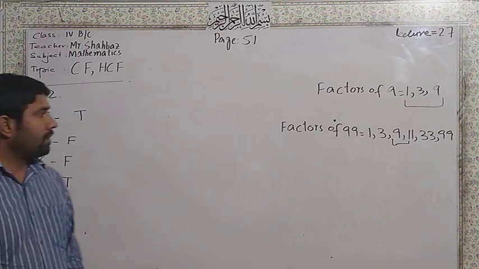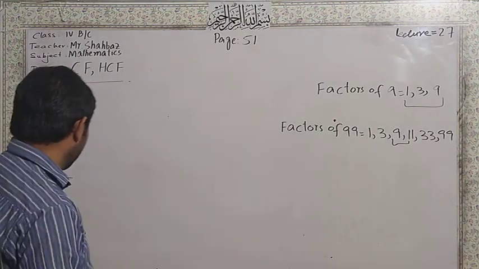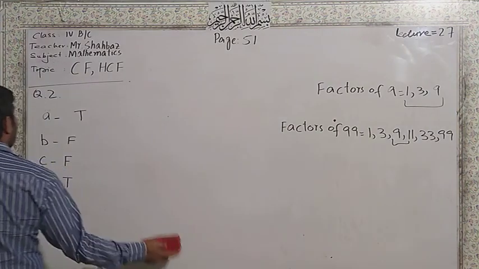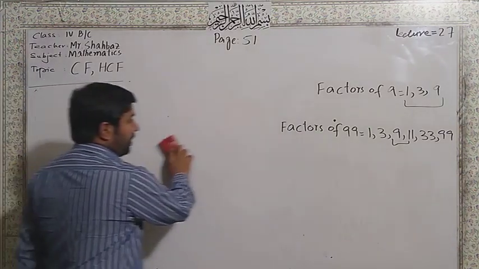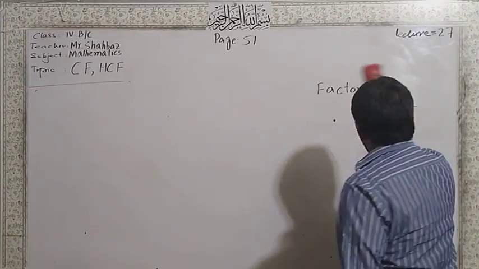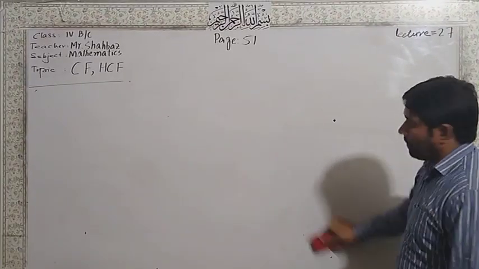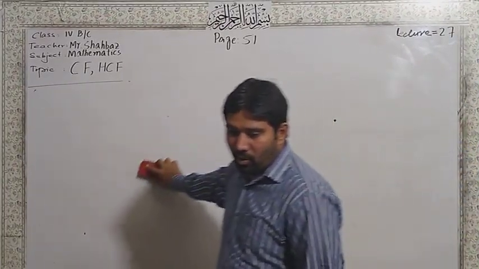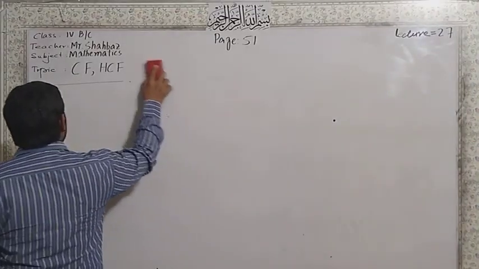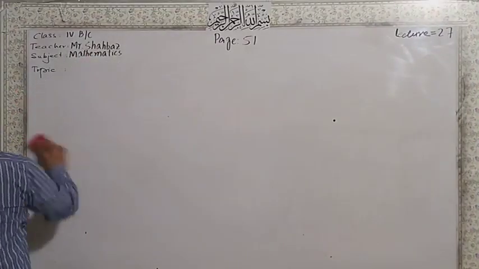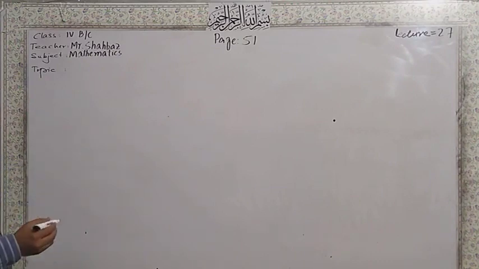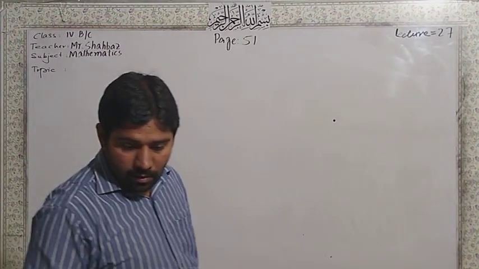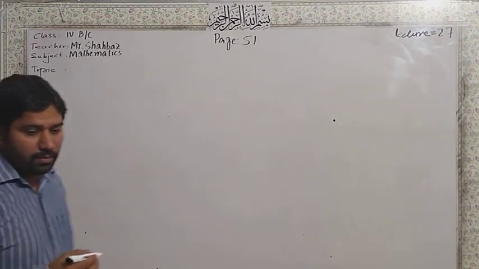Okay, dear students. Next, you have question number 3. In question number 3, you have to find the co-prime numbers. Next topic is co-prime numbers.